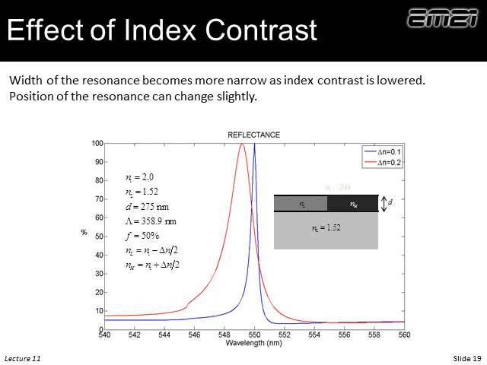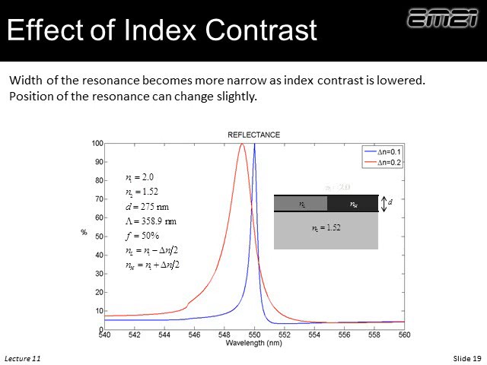And what we can see here is we have the red response curve. This is for a very high contrast grating, has a change in refractiveness of 0.2. If we have a delta n, or change in refractiveness, of 0.1, we get a much narrower resonance. And in fact, we can arbitrarily narrow our resonance simply by weakening the grating, by lowering the contrast.